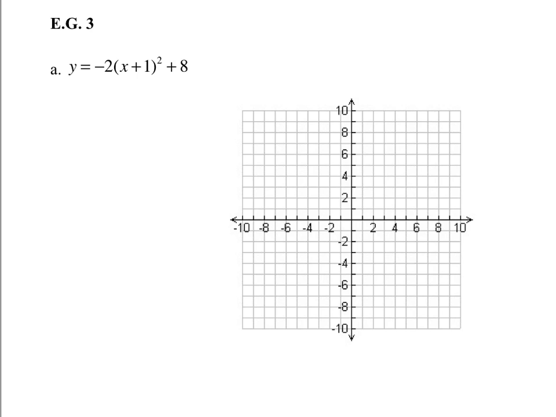Here's a second example of graphing in vertex form. Here we have an A value and our H value and our K value, and notice the H is a negative in this case since it's a +1. So beginning with the vertex, we notice that the vertex is going to be at -1, 8, and we can plot that immediately on the graph. By the A value, since we have a negative, we know that the parabola is going to open downward. So from the vertex, it's going to be upside down here.